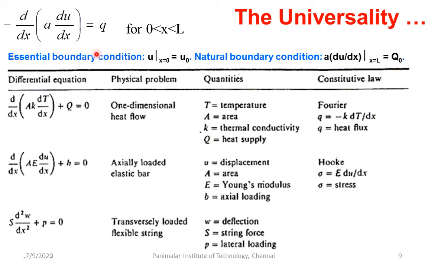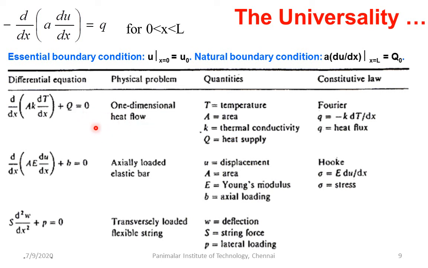Now this model is applicable for many situations. For example, one dimensional heat flow is a heat transfer problem. In future we are going to see how this mathematical model is derived for a cooling fin problem. Here also, if you see the structure of the equation, d by dx of A k dT by dx plus q equals 0, where A is the cross sectional area, k is the thermal conductivity, dT by dx is the thermal gradient, and q is the heat supply.